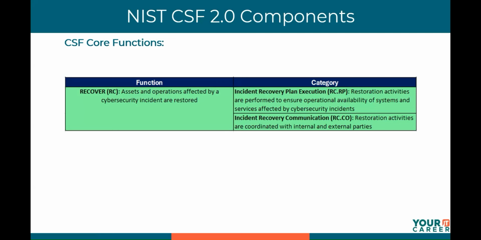All right, there are two categories here: incident recovery plan execution and incident recovery communication. So this is more around the restoration piece, right? During the prior phase where they are responding and getting information together, they already say, okay, this is what we are going to do. So very quickly, restoration activities need to take place to make sure services are brought back up, and of course, then communicated to all the affected parties.